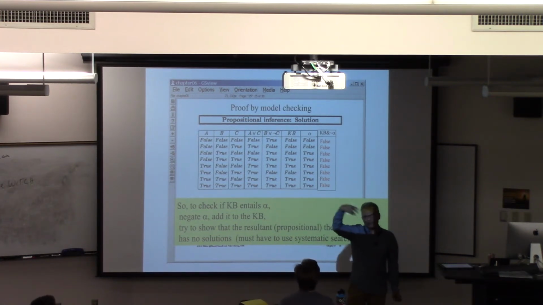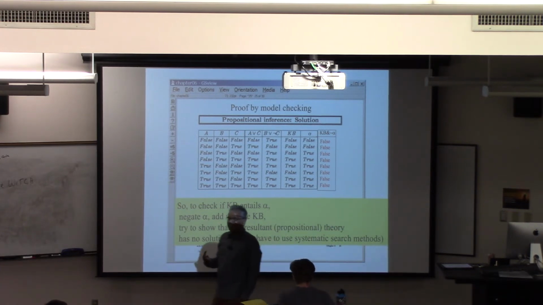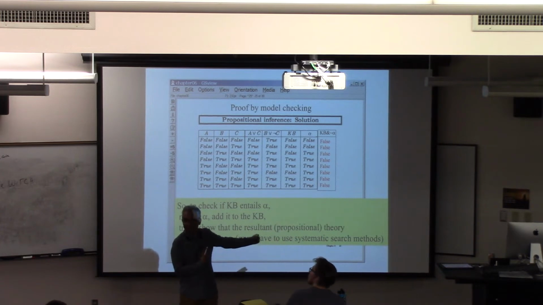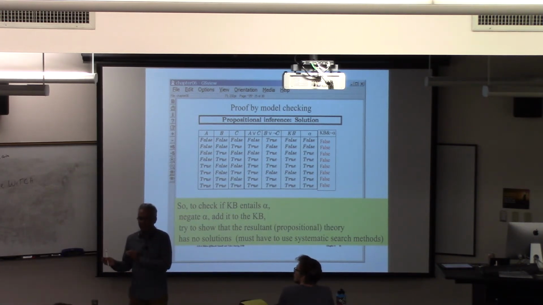Remember you thought those are, who would be interested in writing sentences that are unsatisfiable? Well, I am. I am interested in writing KB and not alpha and hoping that it will be unsatisfiable. If it is unsatisfiable, then alpha is a theorem. If it is satisfiable even in 1 row, I'm dead. It's not a theorem. You see what I'm saying?